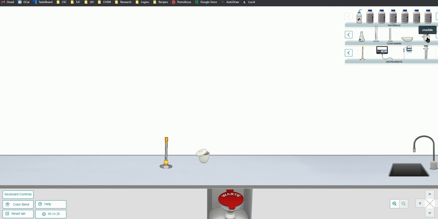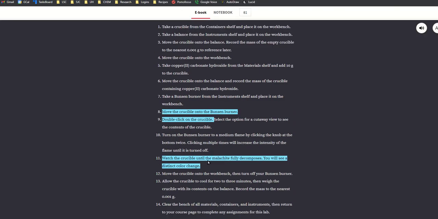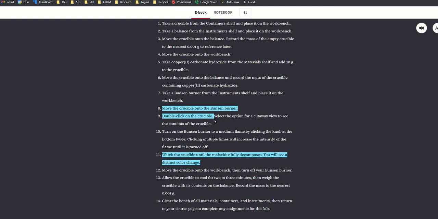So what I did so far is bring over my crucible and bring over my Bunsen burner, because I know that those two things are going to be very important. So what are the things that I want to point out to you? You are going to be using the cutaway view, so keep that in mind. And to get there, I'm going to remind you how to do that. And then the other thing I wanted to point out, which I forgot to highlight, is to turn on the Bunsen burner to a medium flame.